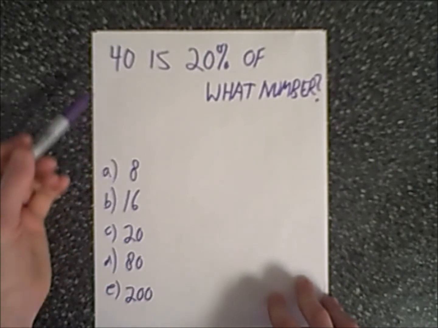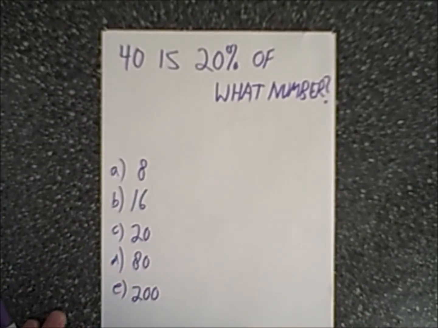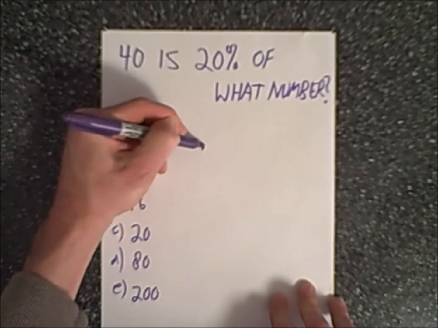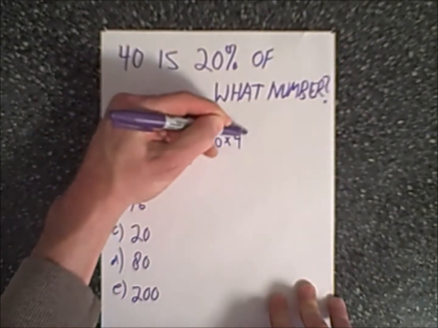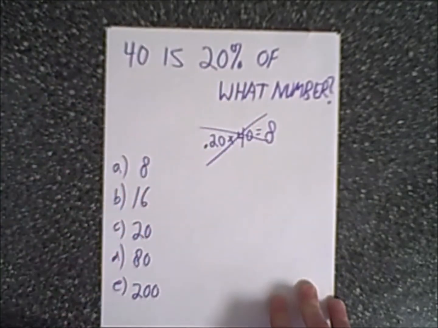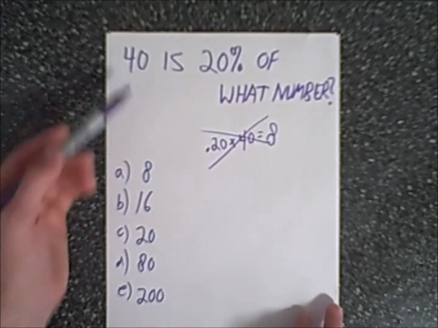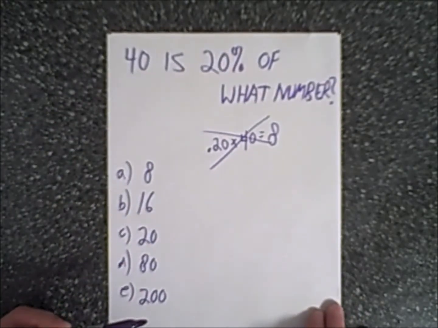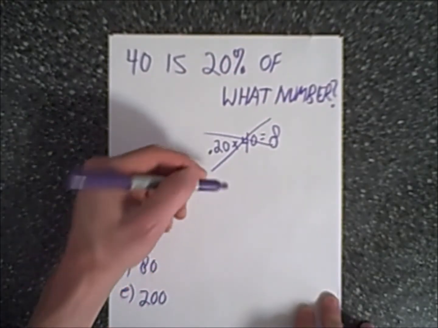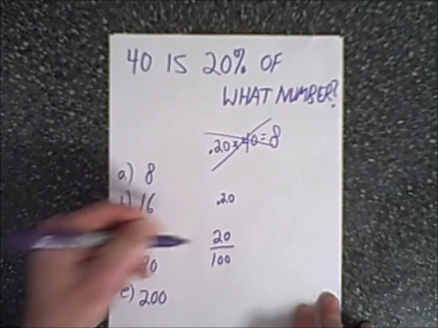Now we have: 40 is 20% of what number? You just have to make sure you don't get tripped up by the order. For example, 20% of 40 would be written as 0.20 times 40, and that would give you 8. That is not correct, because we're looking to find out what number, when you take 20% of it, you get 40. So again, we set up our equation, and 20% represents 0.20, or some people will say it's 20 over 100.